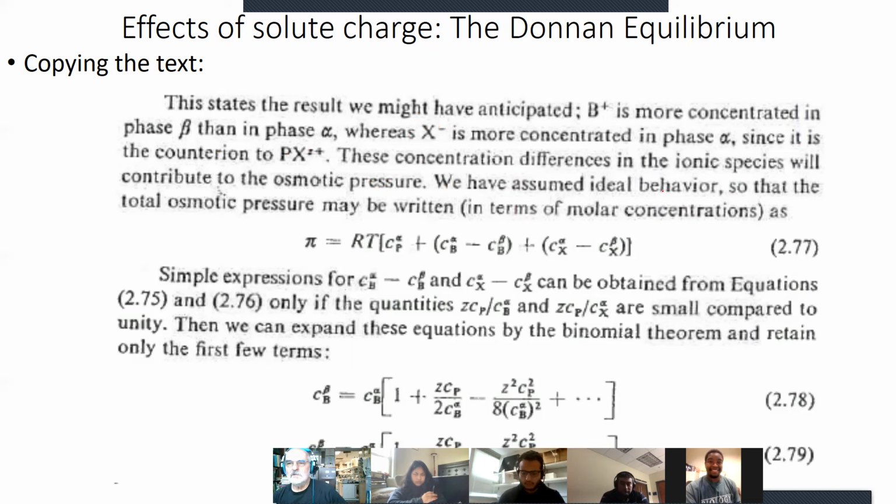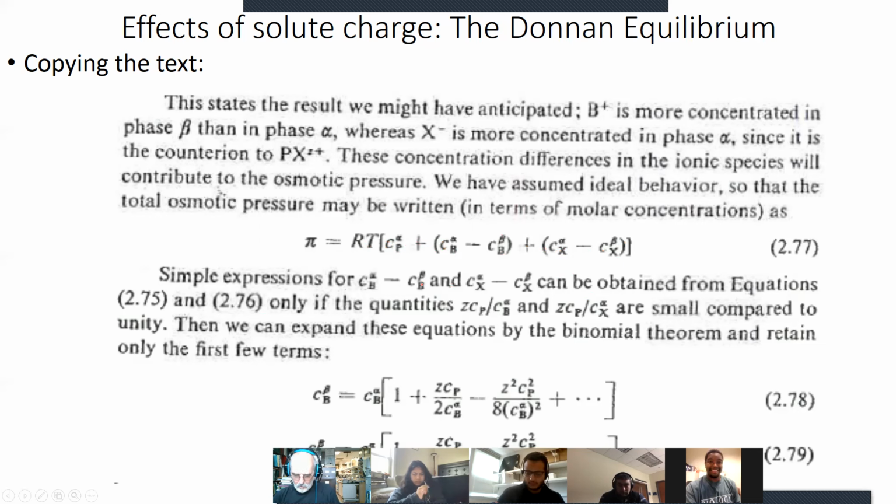So we've assumed ideal behavior at the moment, so we're not even talking about virial coefficients. The total osmotic pressure, therefore, can be written as RT times the concentration of the protein plus the concentration difference of the CB term, plus the concentration difference of the CX term, okay? And so these concentration differences will contribute to the osmotic pressure.